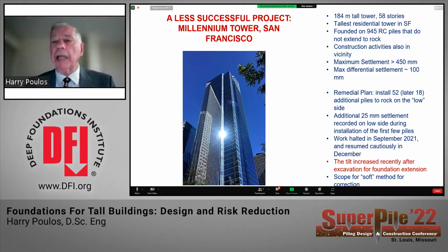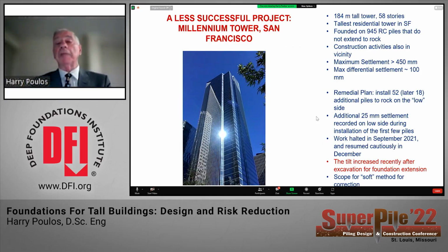So the remedial plan was to install something like 52 additional piles on the high side to try and fortify the foundation system on the high side. And unfortunately, here is an example of one of the issues that I raised earlier in my talk, that when you try and do operations of this nature on a highly stressed bit of ground, you cause significant movements, and they can in fact have a deleterious effect on the existing foundation system.